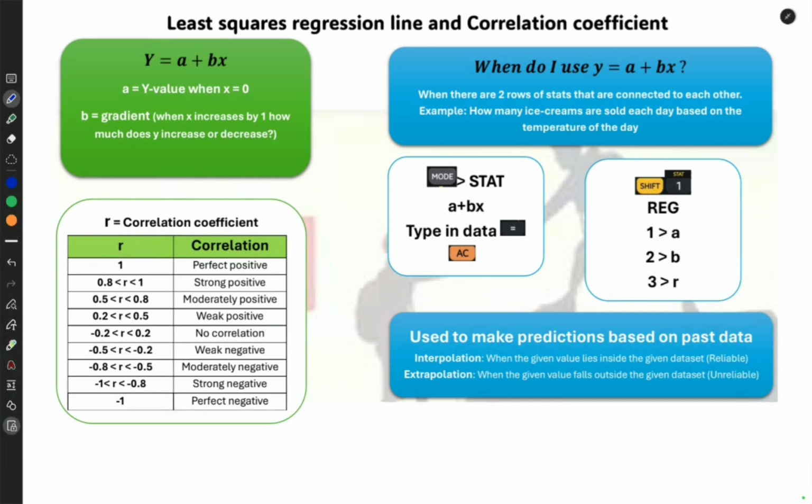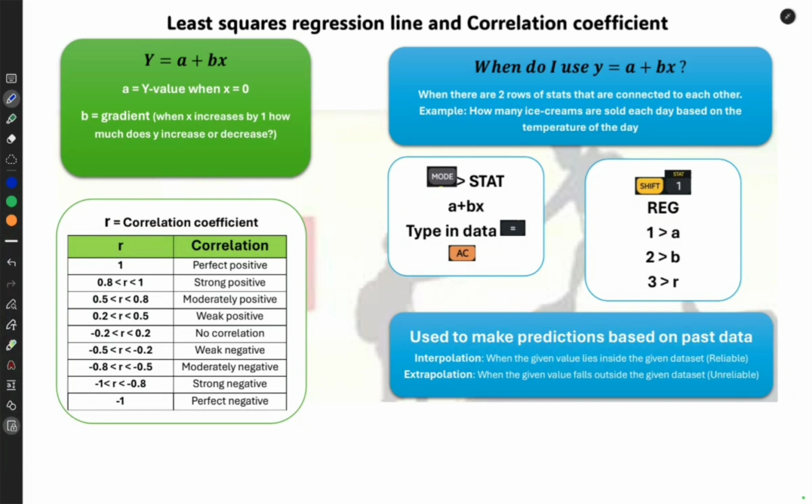Then you know, okay, it's not the normal grade 11 stats where I just get the mean and the average and those things. I can still get that, but this is all about how the data values connect to each other. Now the formula for grade 12 stats is y equals a plus bx. When you press mode and stat, you choose option 2, which says a plus bx on your calculator.